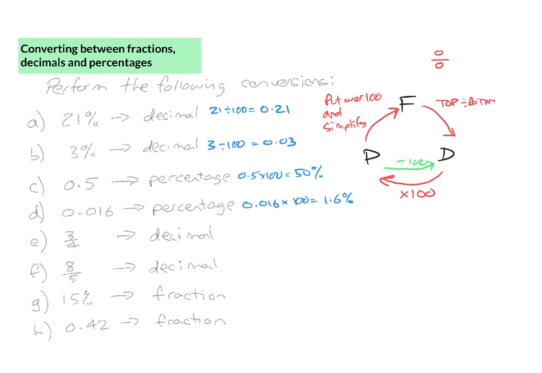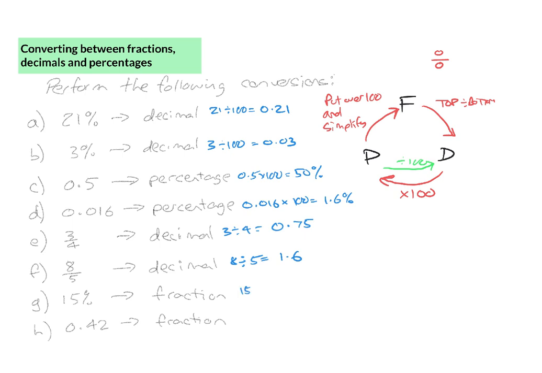3/4 to a decimal, it's a fraction, so we're going to do top divided by bottom. We just do 3 divided by 4, and 3 divided by 4 is 0.75. Next, we have 8/5, so we have an improper fraction here. We do 8 divided by 5, and 8 divided by 5 is 1.6. So we can have a decimal where the number is larger than 1, and we get that when we have an improper fraction.